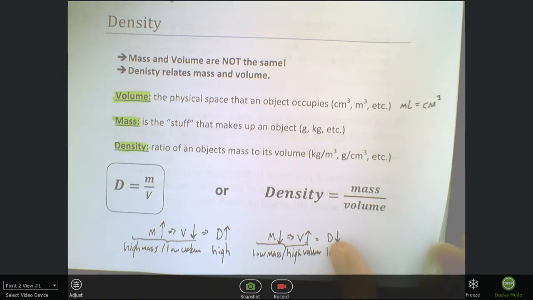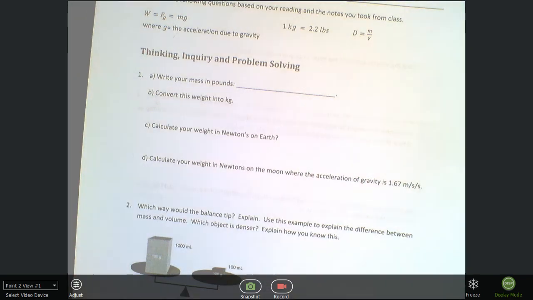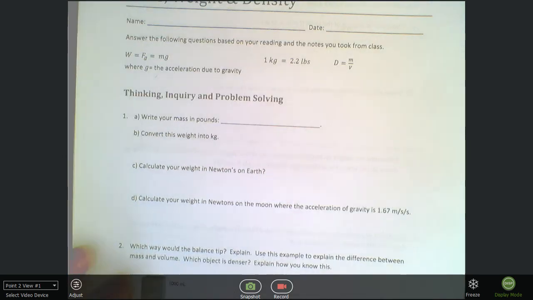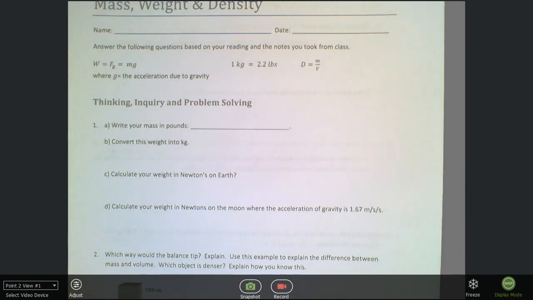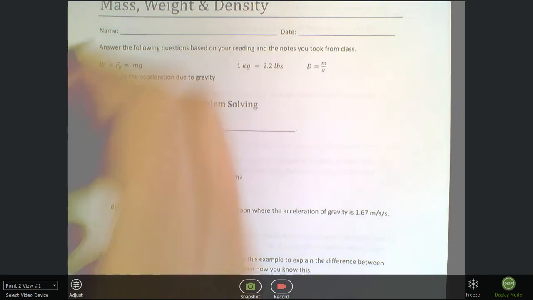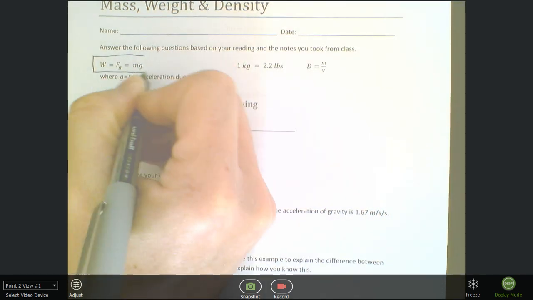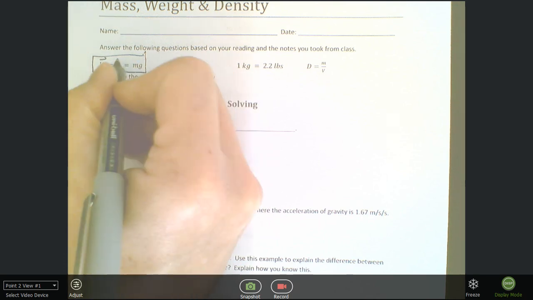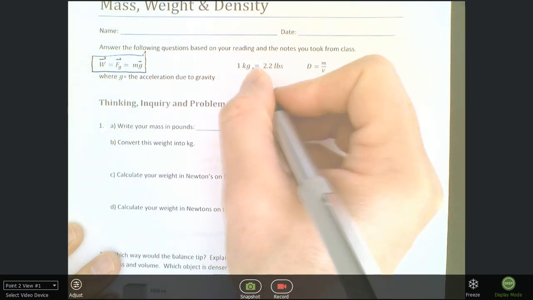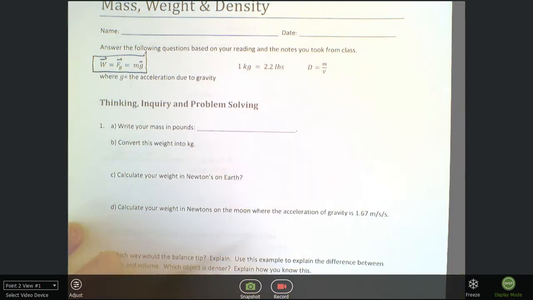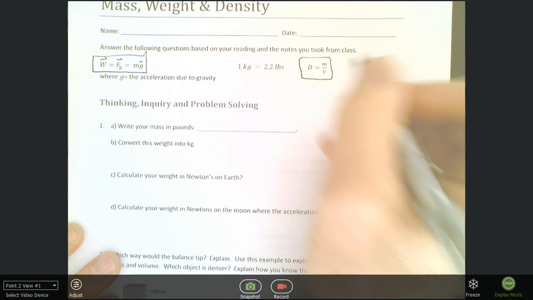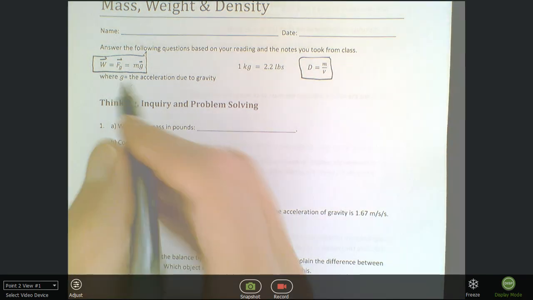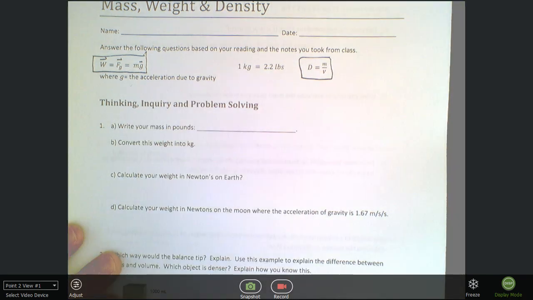All right. So now your activity is here. It's the mass versus weight and density. You just put your name on there, and you've got your equation. Sometimes weight is given the symbol W. If you have to convert between pounds and kilograms, 1 kilogram is the conversion there. And you've got your density formula. G is the acceleration due to gravity. Again, you can write it as a subscript G. That is up to you.